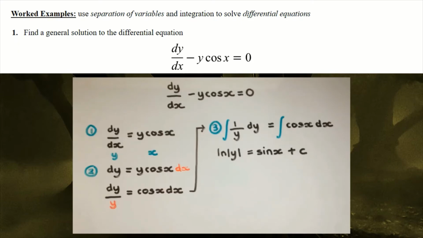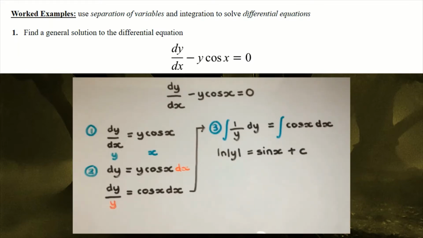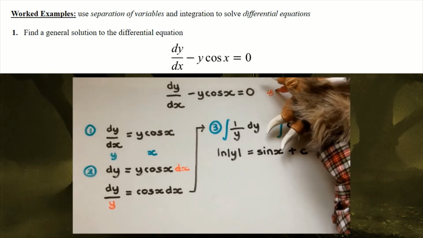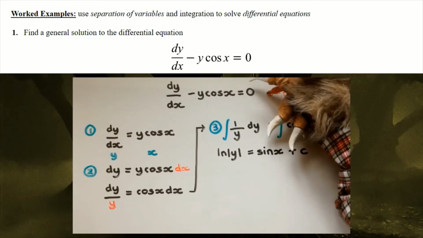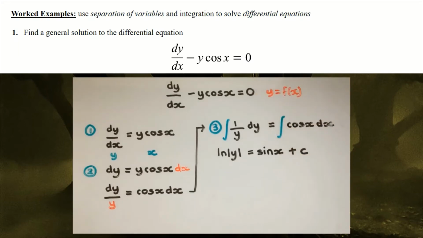And if we wanted to find a particular solution, we would have to obviously substitute in a value for y and x that coincide with each other, so a pair of coordinates. But as far as general solutions go, that will do it. However, if you're asked to find a general solution in the form y equals f of x, that means that we are forced, in order to get full credit on this question, to make y the subject. Now, how could we do that in this instance?